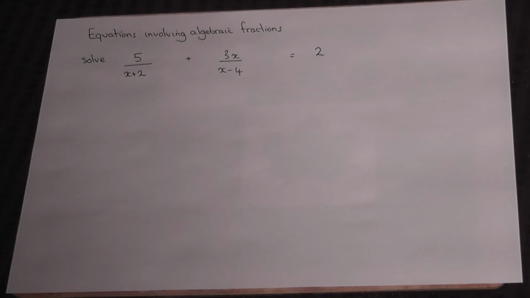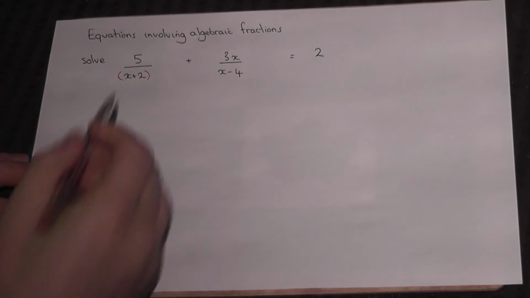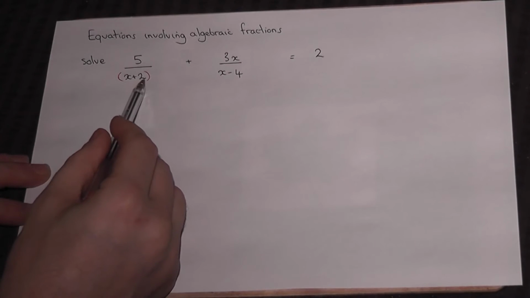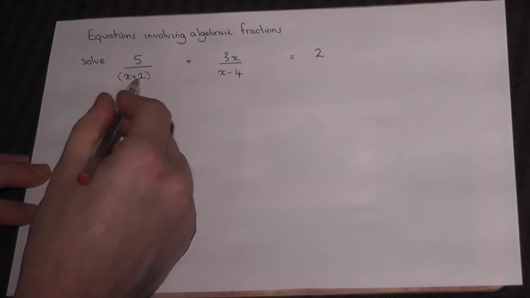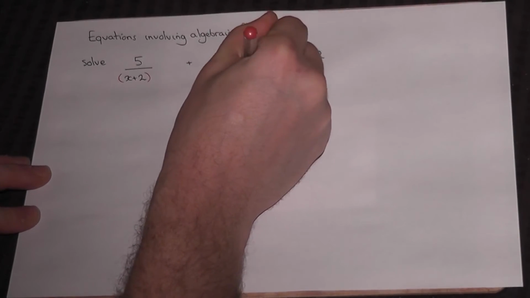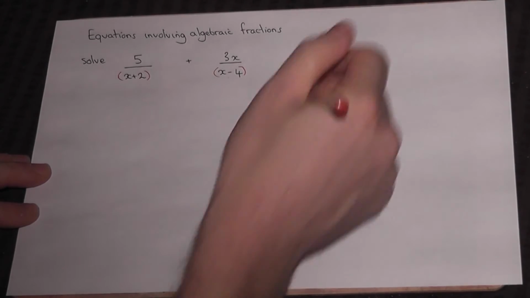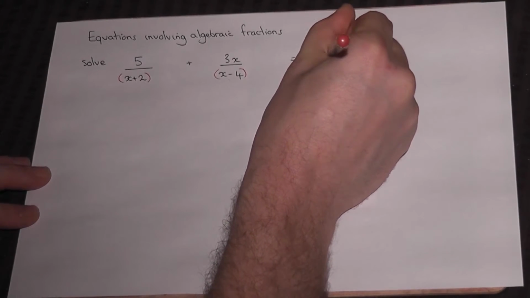This video looks at a fail-safe method for solving equations involving algebraic fractions. Now first of all, we place brackets around anything either above or below which contains more than one term. So an x and a 2 in brackets, an x and a minus 4 in brackets. We also write the integer, if it occurs within the question, as 2 over 1.